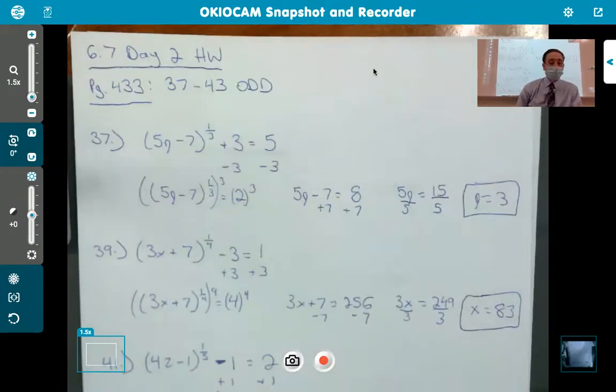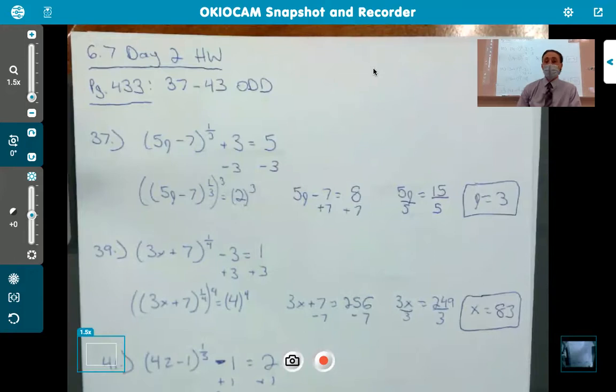So in all the problems that you had to do, and I'm just outlining 37 and 39 for right now, make sure that you get rid of any addition and subtraction, any kind of multiplication and division to completely isolate that term. And then if you remember from Friday, what we do from this point is raise each side to the reciprocal of whatever that fractional exponent is. Now on your homework, each reciprocal was a whole number. That's not always going to be the case.